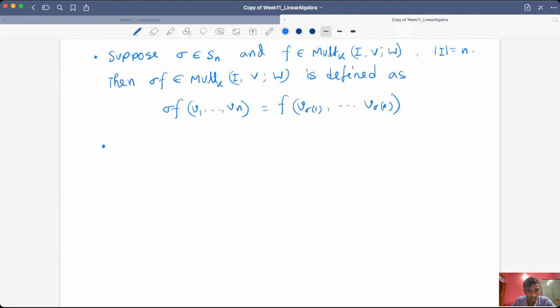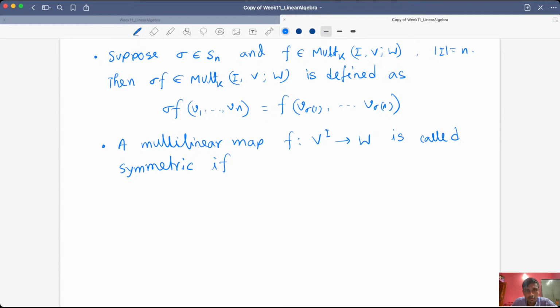For this we will define a symmetric multilinear map. A multilinear map from V^I to W is called symmetric if sigma f equals f for all sigma belonging to S_n, for |I| equal to n.